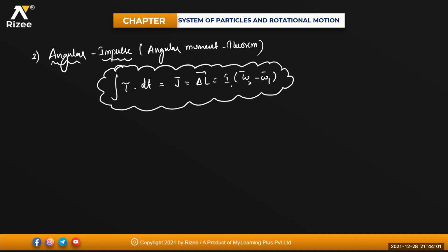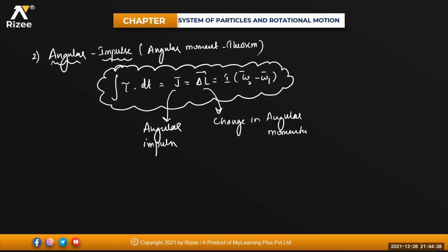L is equal to I omega, so I will be common, so it is omega 2 minus omega 1. So J is called what? Angular impulse. Delta L is called what? Change in angular momentum. J is your angular impulse, and delta L is your change in angular momentum. Clear?